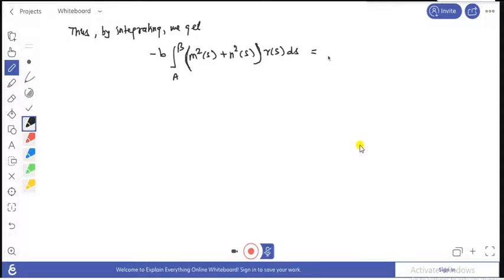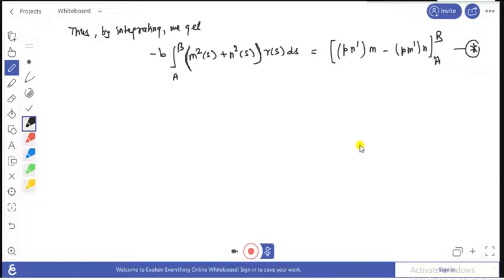Okay, on the right hand side, if we integrate that term, this is simply p n prime into m minus p m prime into n, and the limits are a to b. Suppose this is equation star.